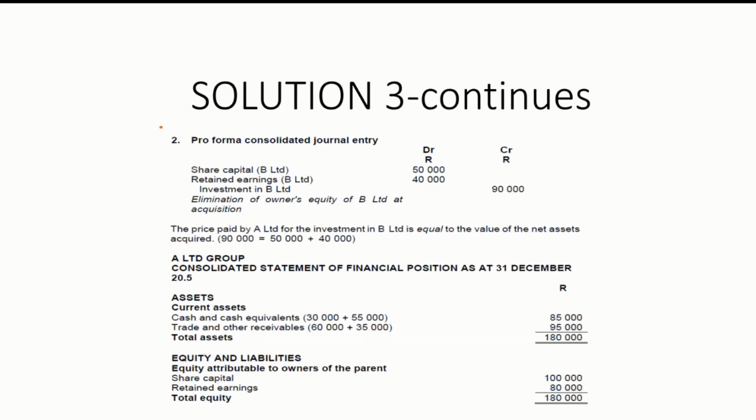So the solution, share capital. So the consolidated financial pro forma journal entries is you debit your share capital of 50,000. Remember, you are eliminating it. So whatever was a credit, you are debiting it. So you debit share capital in B Limited of 50,000.